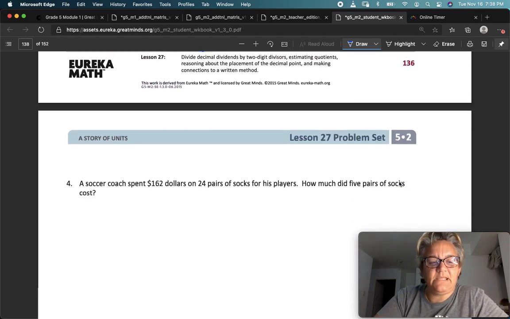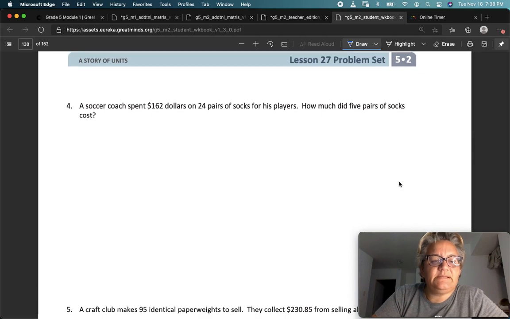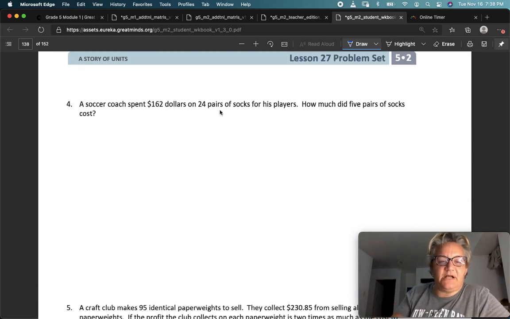Okay. Number 4. A soccer coach spent $162 on 24 pairs of socks for his players. How much did 5 pairs of socks cost? Okay, this is a 2-part question.